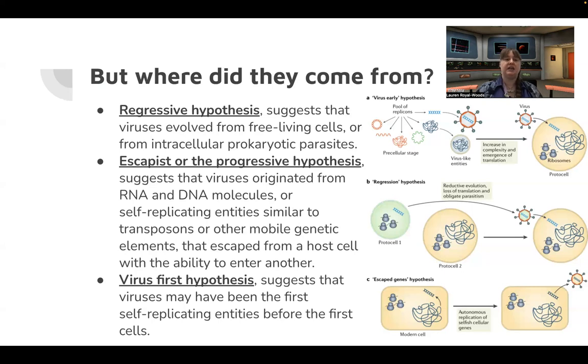The other one is the escapist or progressive hypothesis. This suggests that viruses originated from DNA or RNA molecules self-replicating. It basically escaped the host cell with the ability to enter another. And we'll get into how viruses get in a minute as well. And then there's the virus first hypothesis, which suggests that viruses may have been the first self-replicating entities before cells even came along, which is interesting.